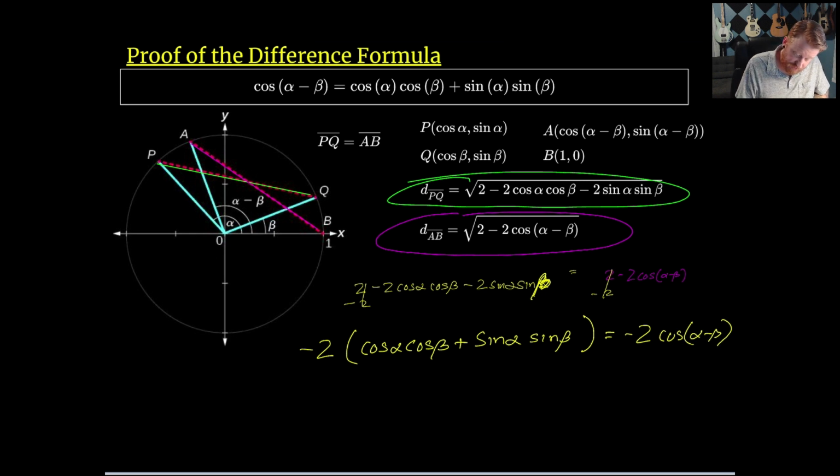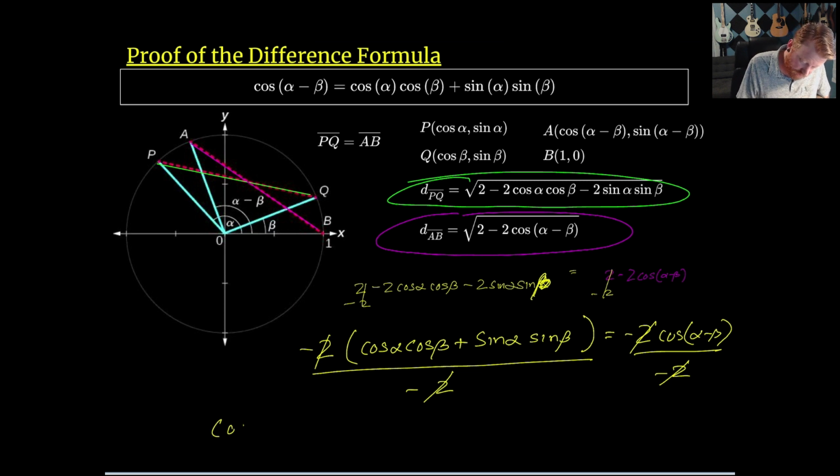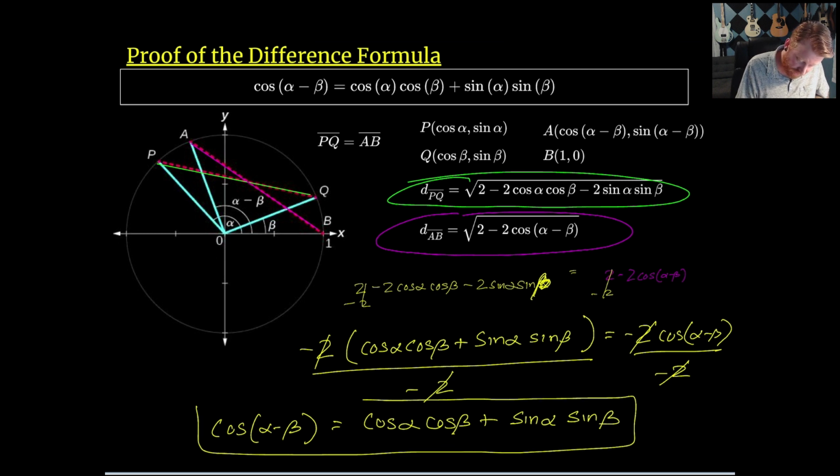Now we'll divide both sides by negative 2. Cancel, cancel, cancel, cancel, and we get the result. If I write the right-hand side on the left-hand side now, we get that the cosine of alpha minus beta is equal to the cosine alpha cosine beta plus sine alpha sine beta. So there it is. There is our difference formula that we claimed.